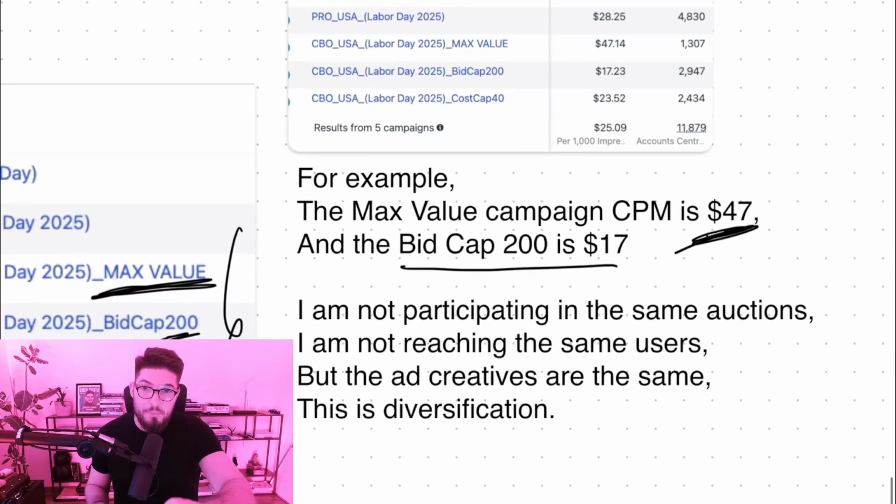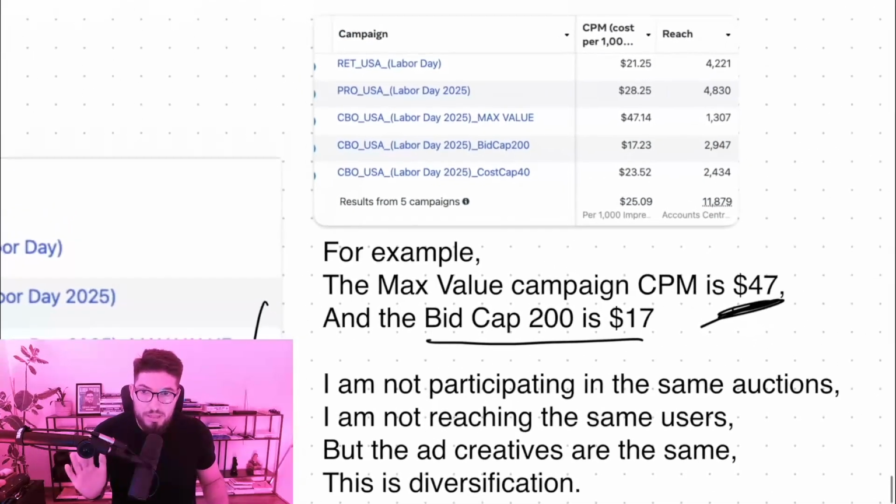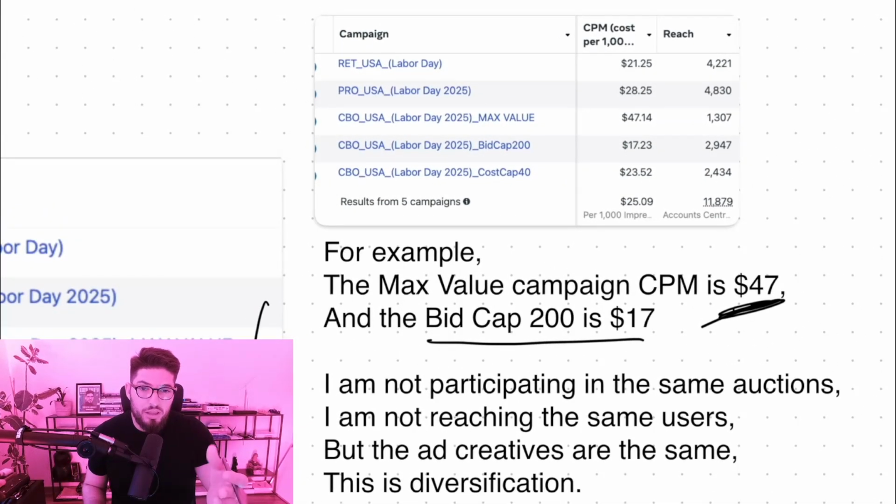So you see it right there. I'm not participating in the same auctions. I'm not reaching the same users, but the ad creatives are the same. And that's diversification right there. 17 CPM does not mean that it's going to be better, because maybe the people at 47, if I'm doing max value, they're going to spend more money. So that's it. You have to participate in different auctions. You have to reach different audiences.